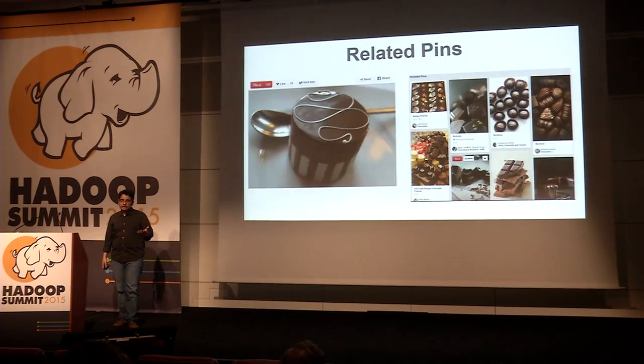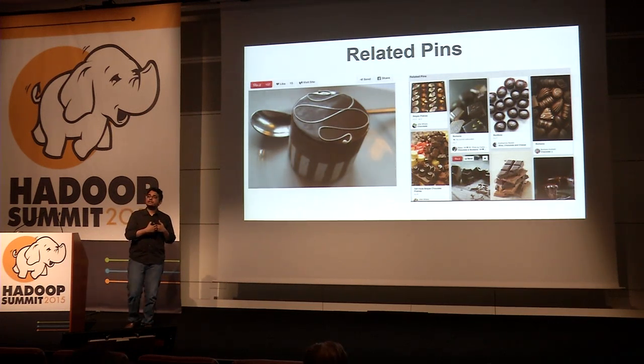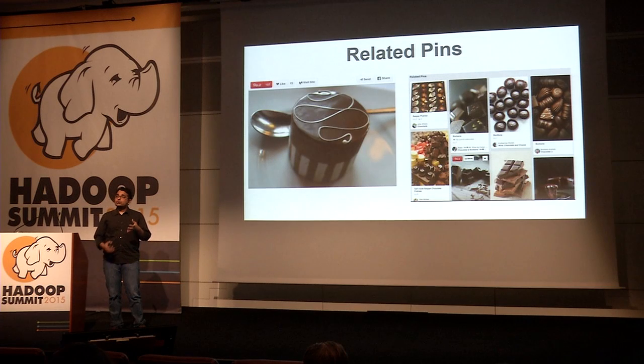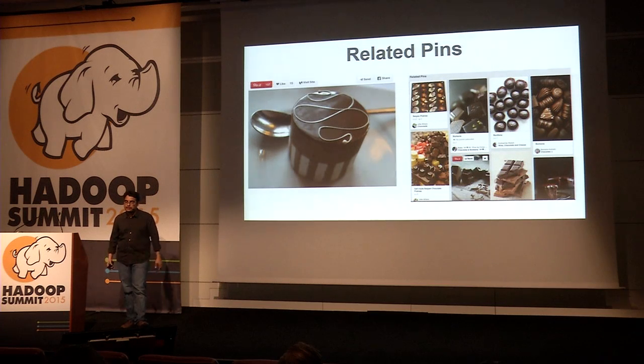Another example is related pins. This is where you see a pin in Pinterest and we show you a rail of related pins. Again, we collect and aggregate all the pin-level features. We also look at the image features, like what color the pin is and what objects are inside the pin, and then we run machine learning models to figure out the relatedness of any two pins.